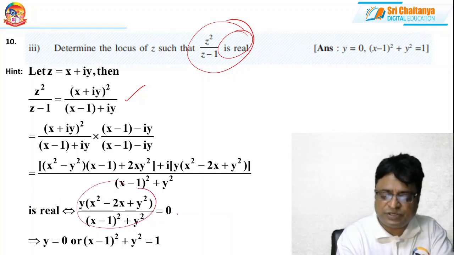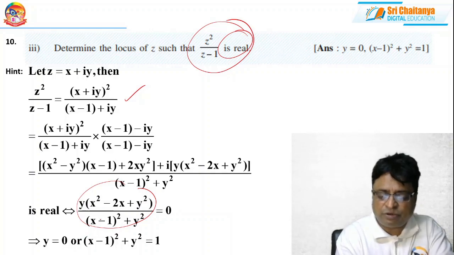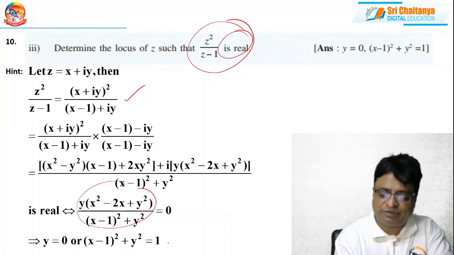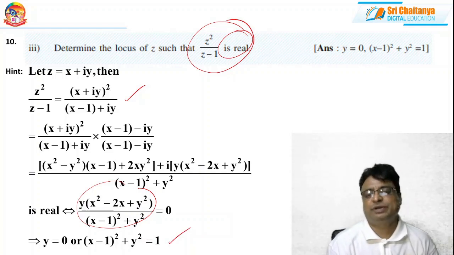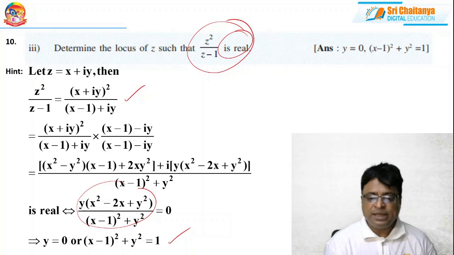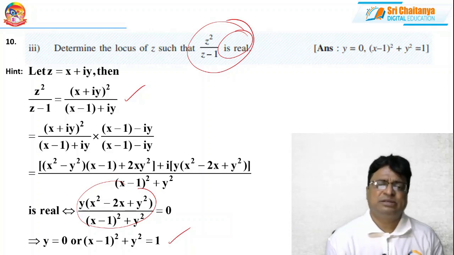This imaginary part is 0 means y equal to 0 or x squared minus 2x plus y squared equal to 0. That I can write as (x minus 1) whole squared plus y squared equal to 1. So either y equal to 0, or (x minus 1) whole squared plus y squared equal to 1. That is a circle. Just a simple problem.